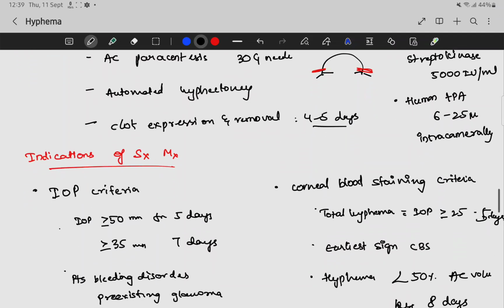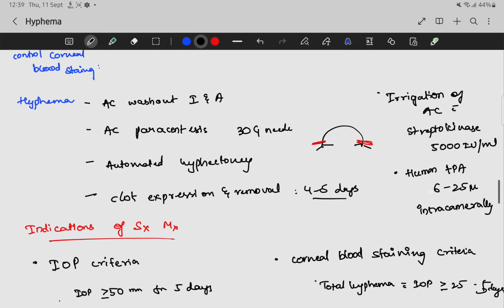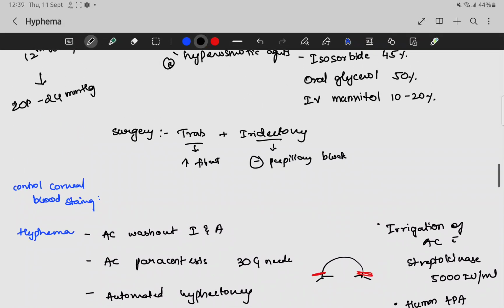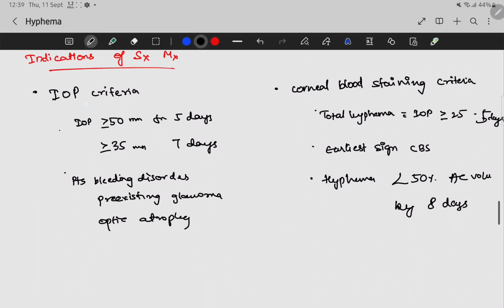So this was regarding the management of hyphema. Okay, so these are the surgical interventions. In the surgeries we have to perform either washout, paracentesis, hyphectomy or expression and removal, and along with that we can also perform trab. Okay. Thank you.